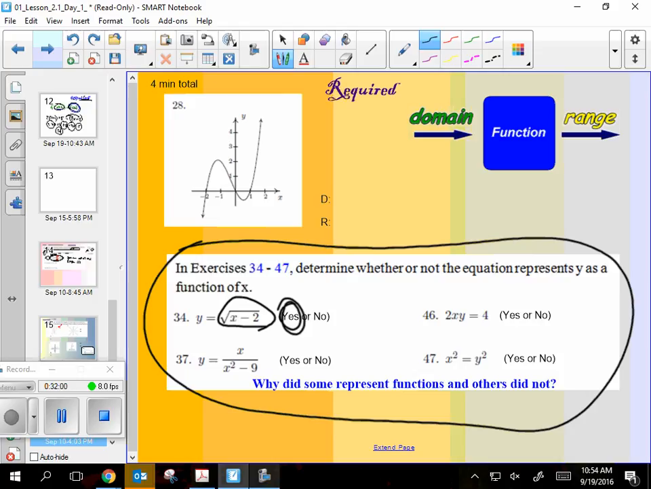Is this one already solved for y? Yes. Is it coming out with more than one equation? Nope, that's just an equation. I'm not solving for x. If I was solving for x, I'd have a problem. I'm solving for y. Y is already solved. All right, so don't overthink these. You just ask yourself, when you solve it for y, do you get more than one equation?